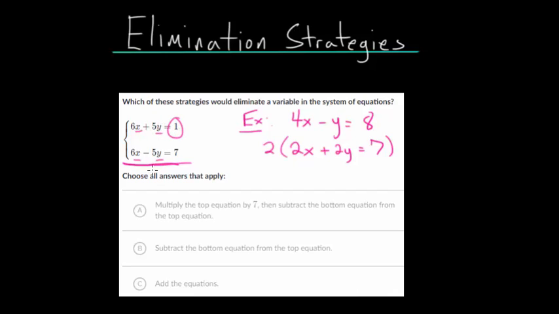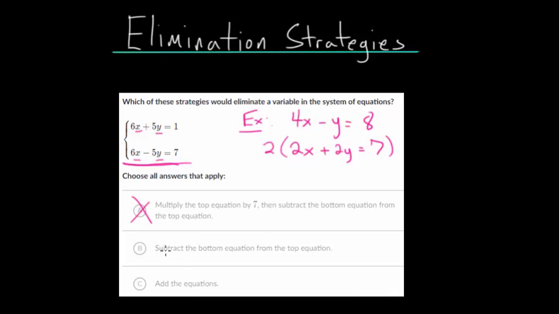We're interested in eliminating one of the variables so that we can transform it to an equation where you just have one variable, which is straightforward to solve. So multiplying the top equation by 7 wouldn't help us, since it would actually make all of our coefficients different rather than the same or the opposite. So this is definitely not true.